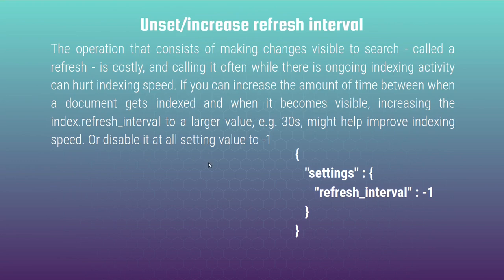If you can increase the amount of time between when a document gets indexed and when it becomes visible, increasing the refresh interval to a larger value, even 30 seconds, might help improve indexing speed, or maybe even disable it altogether by setting the value to -1. From my practice, I often use the second option. I disable it altogether for some 5-10 minutes, and I can guarantee you that it increases the speed of indexing a lot.